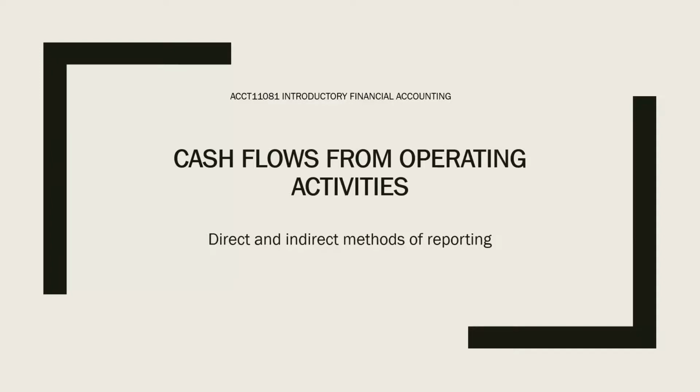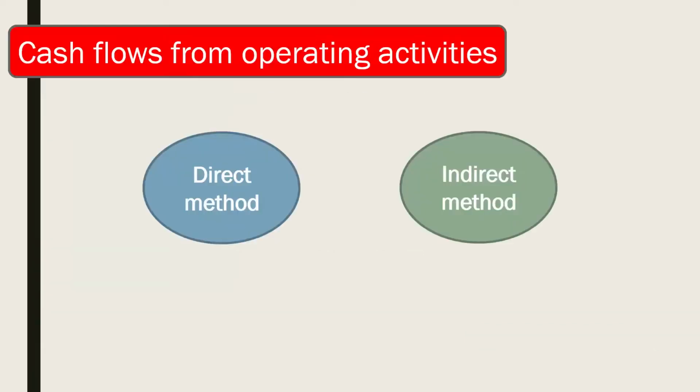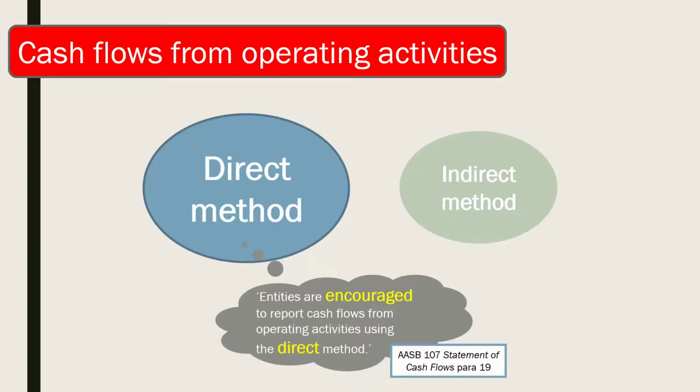If you want to know more about cash flows from operating activities, this video will explain the direct and indirect methods of reporting them so you can better understand this part of a firm's cash flows. Firms are required to report their cash flows from operating activities using either the direct or indirect method, and the accounting standards encourage firms to use the direct method.